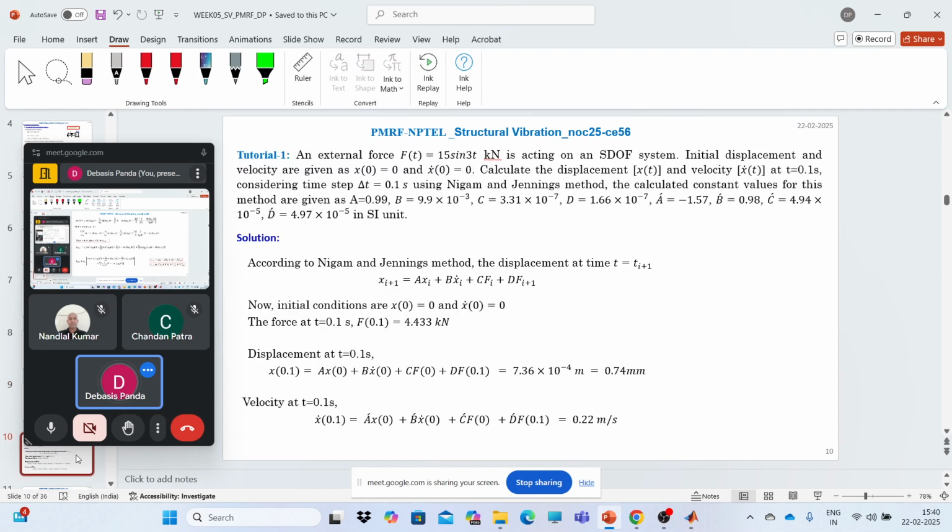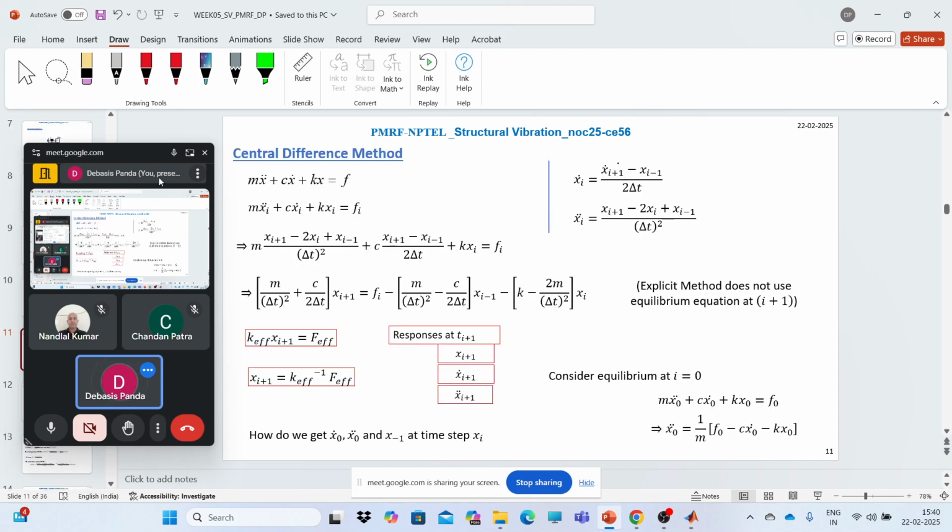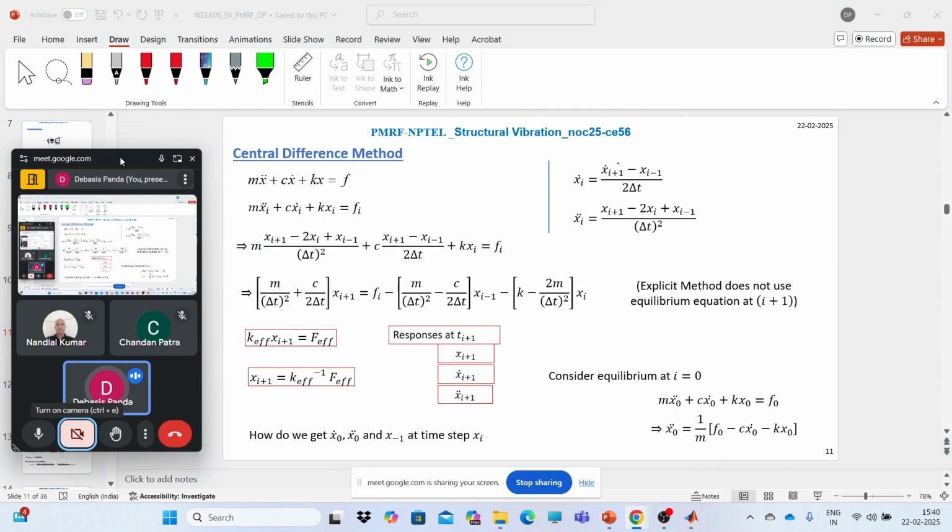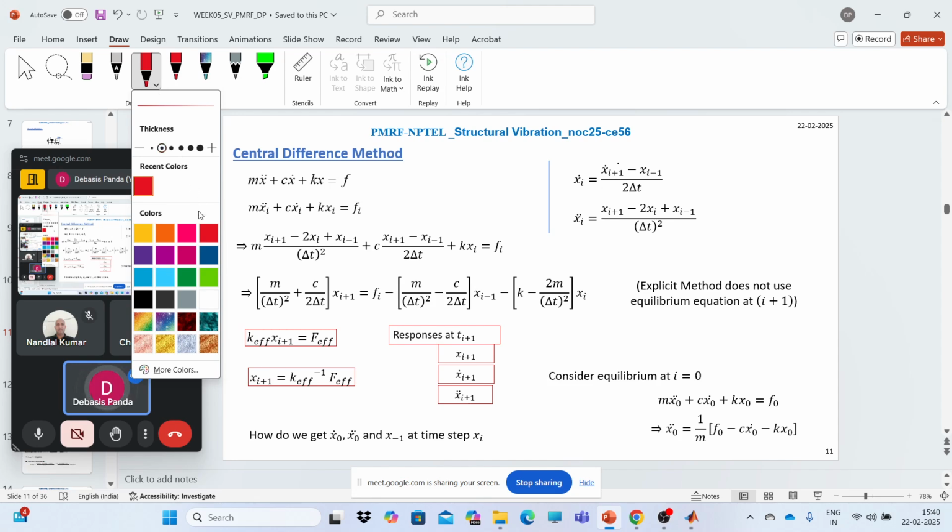Okay. Now we will move to another popular method, which we call the central difference method. The central difference method is also pretty straightforward, and we have an inbuilt function file for the central difference method in MATLAB to solve it. So again, we start from the very basics, our equilibrium equations. So here, this is the equilibrium equation.